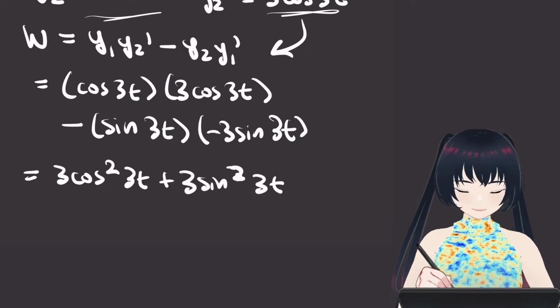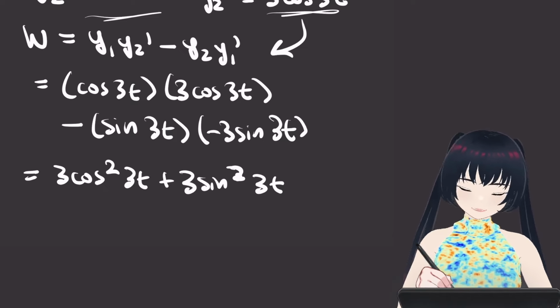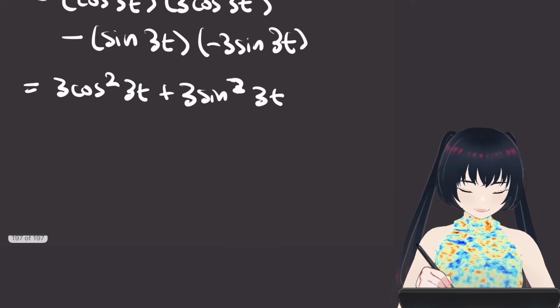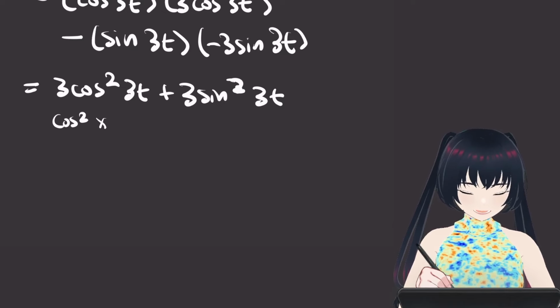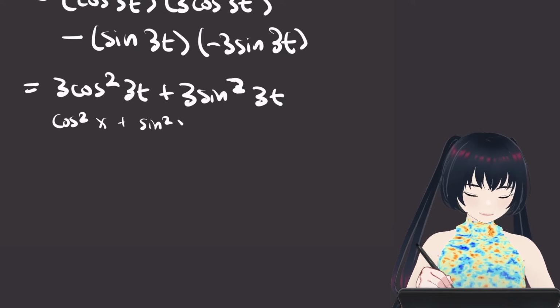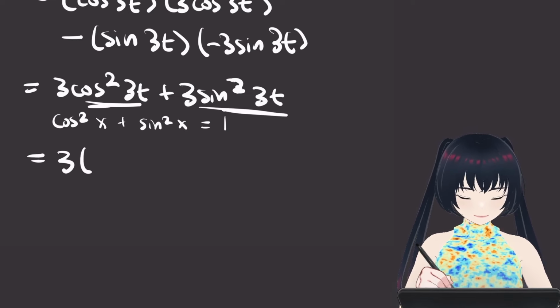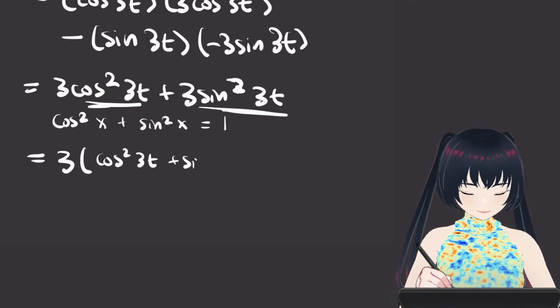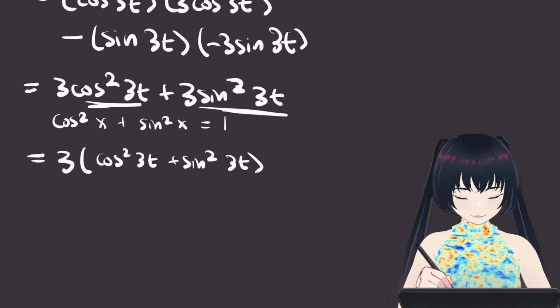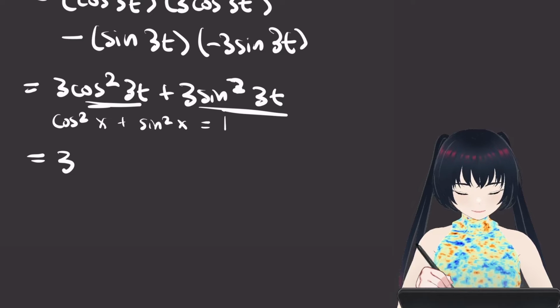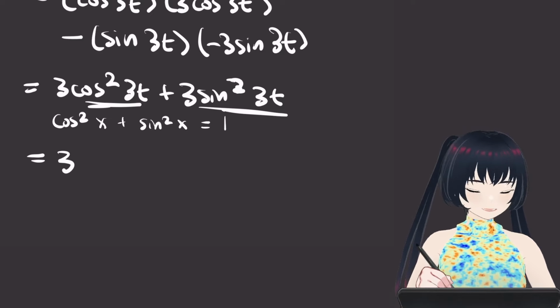But you may notice that this is actually a very famous identity. Cosine squared of anything plus sine squared of anything is equal to 1. And so this expression, when we take it out, is simply equal to 3. Now we're not done just yet.